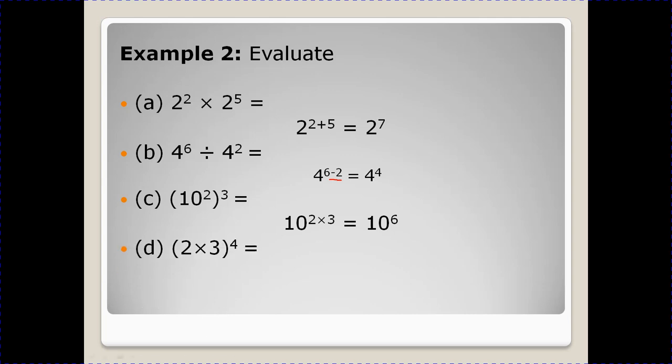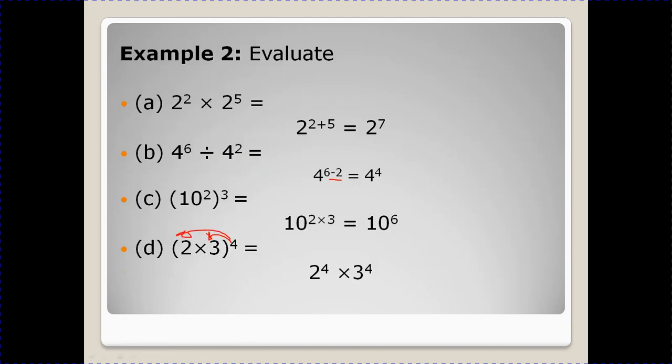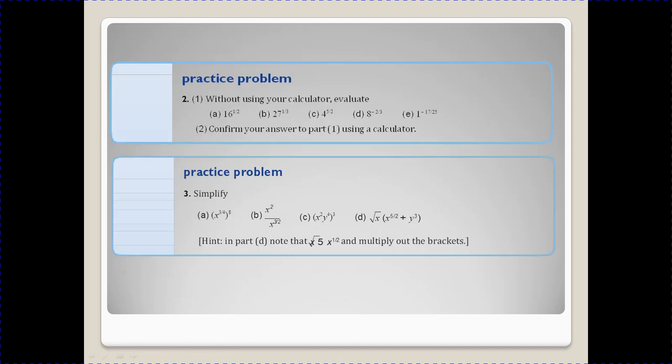And finally, 2 times 3, all to the power 4. You will give 4 to 2 as well as to 3. So it will be 2 to the power 4 multiplied by 3 to the power 4. So finally, you will have the answer of this expression. This is a practice problem, and I expect all of you to try to solve these problems. This is simplified by using rules of indices.